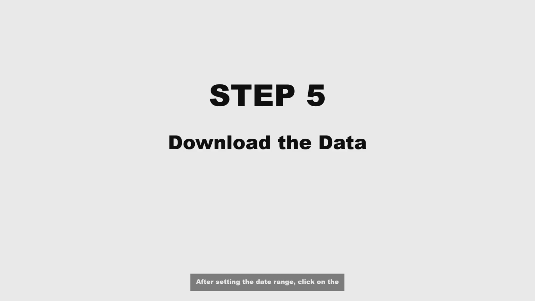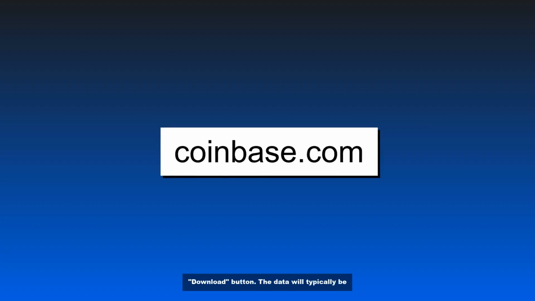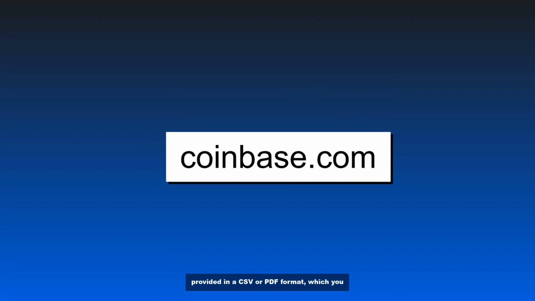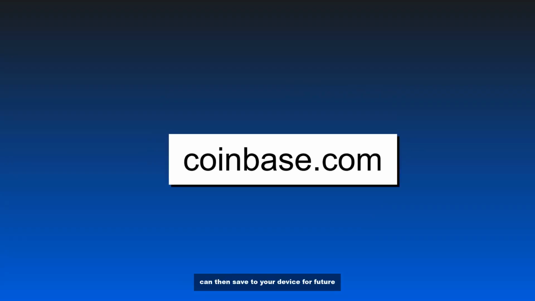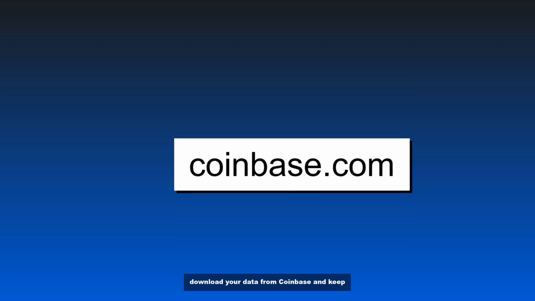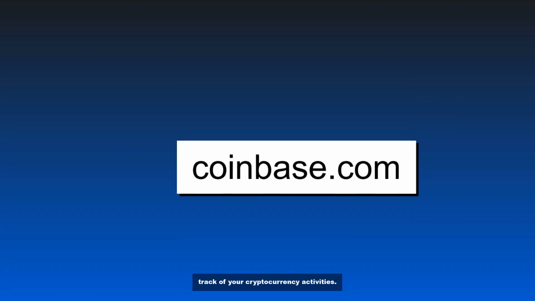Step 5. Download the data. After setting the date range, click on the Download button. The data will typically be provided in a CSV or PDF format, which you can then save to your device for future reference. By following these steps, you can efficiently download your data from Coinbase and keep track of your cryptocurrency activities.